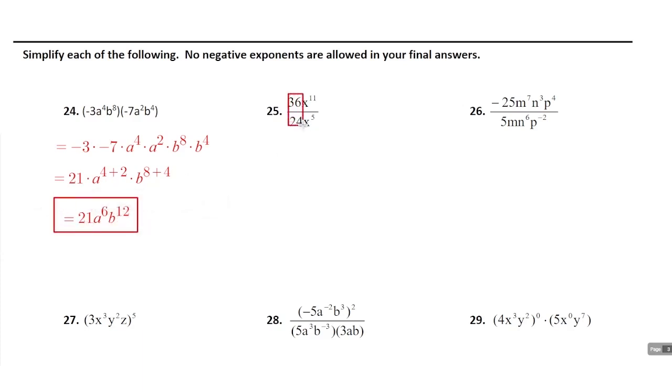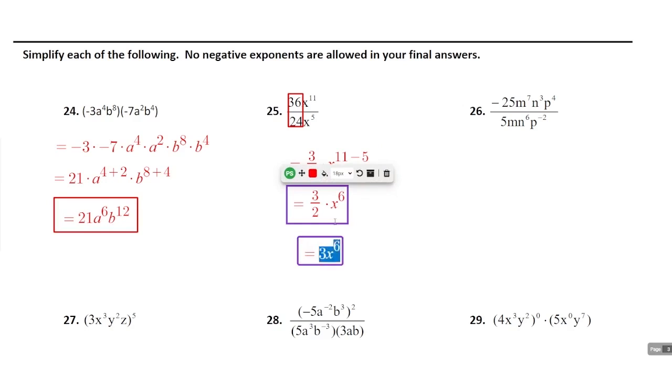Number 25, we've got 36 over 24, which I can reduce. It reduces to 3 halves. And then we've got x to the 11th divided by x to the 5th. So it's going to be x to the 11th minus 5, which will be 11 minus 5 here is going to be 6. So we can rewrite this as 3x to the 6th all divided by 2.